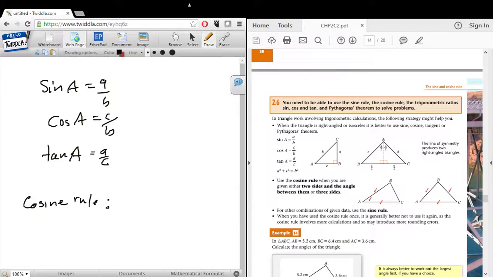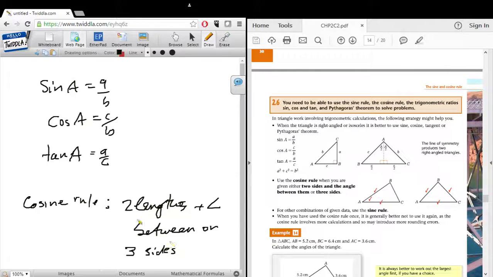as is stipulated there, you have two lengths plus the angle between them, or you have three sides. Lengths, sides, interchangeable, so that shouldn't be a problem for you to grasp. With the sine rule, we've already mentioned before that if you're trying to find the length, then for example a, you need to have its opposite angle A and length b, and likewise for the cos and tan.